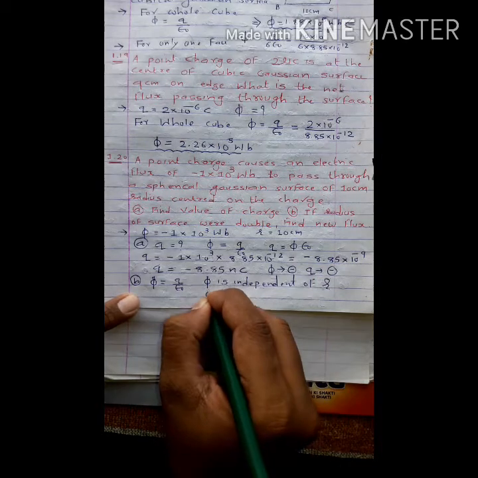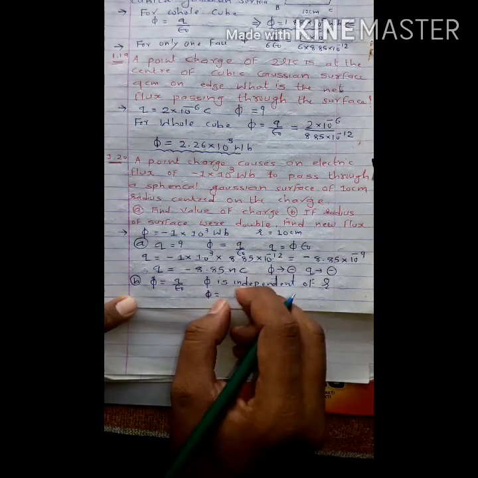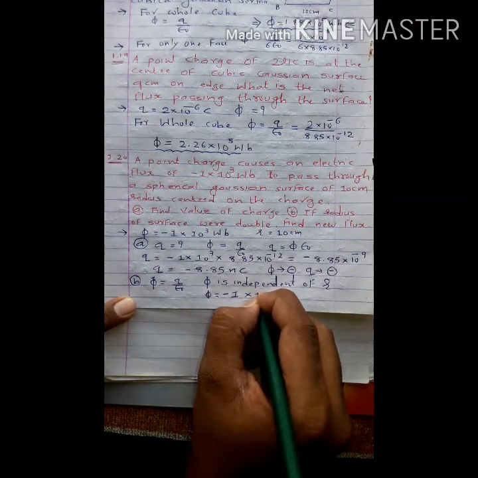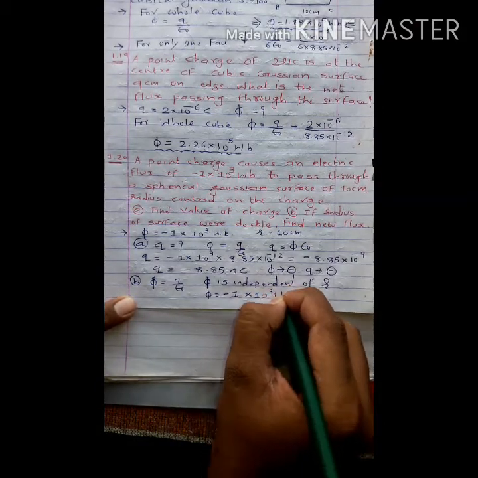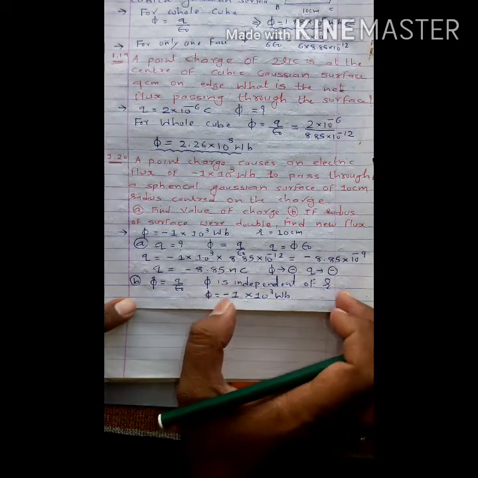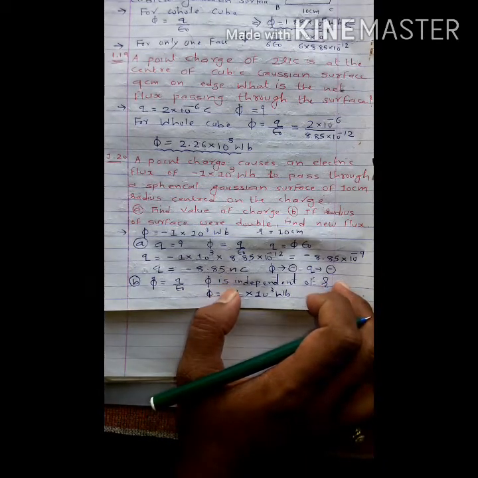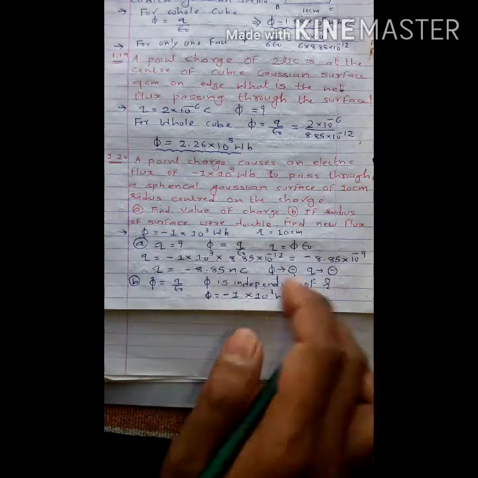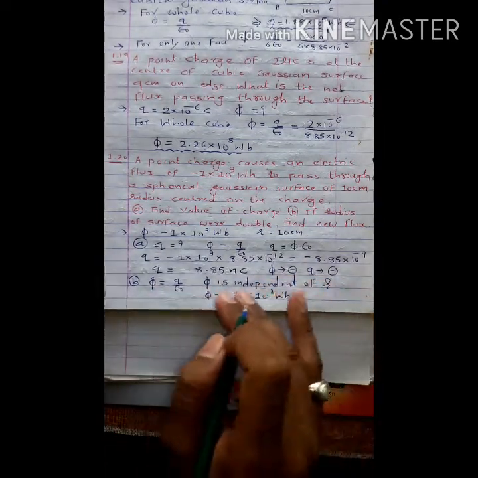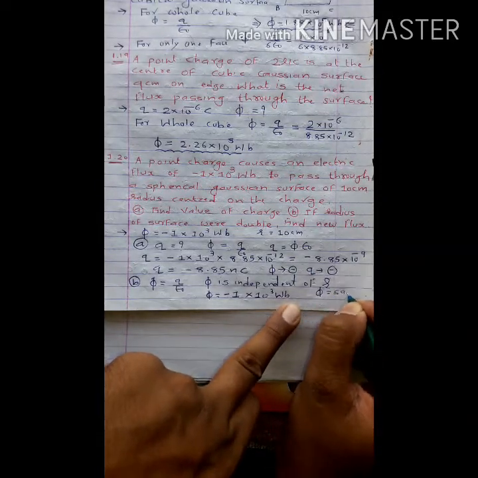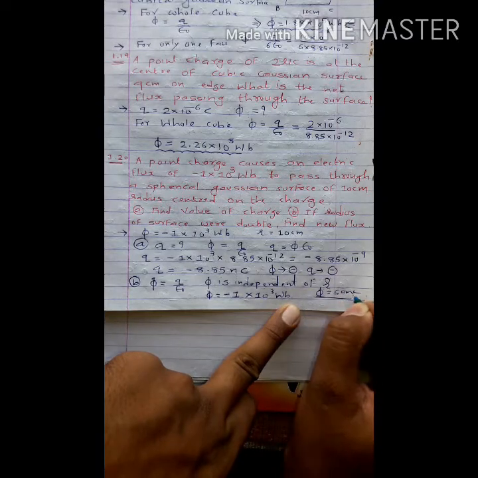So the flux linked with this surface remains constant and it is given by -1 into 10 to the power 3 weber. This is a standard important point of Gauss law: flux linked with a surface is independent of the shape and size of the surface. So the radius becomes double but the flux remains constant. Phi remains the same. So this is your solution of example 1.20.